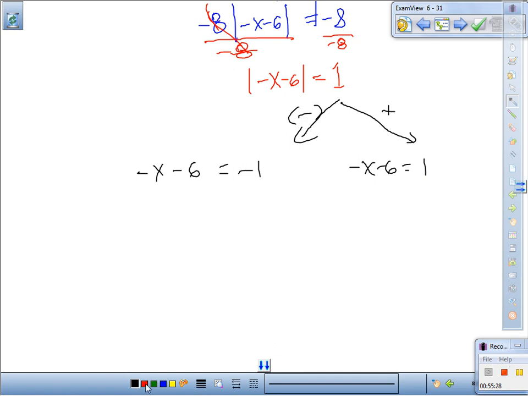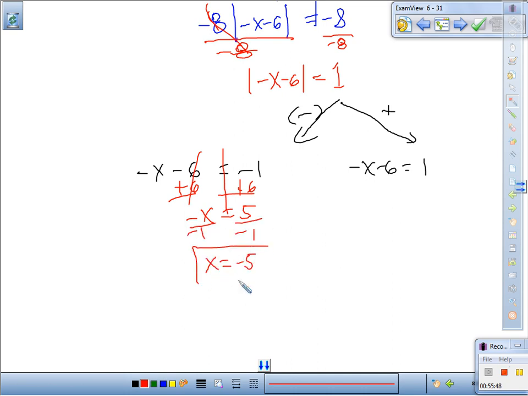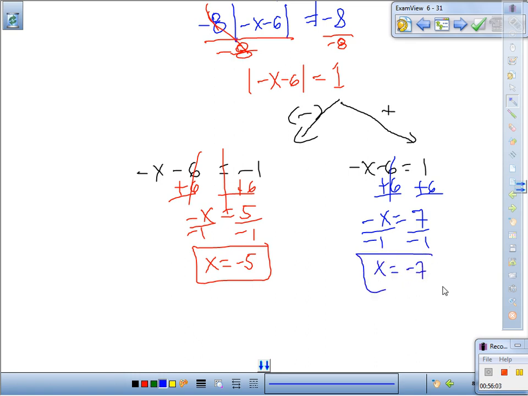Let's solve. Add 6, add 6. -x equals 5. Divide by -1. x equals -5. Plus 6, plus 6. -x equals 7. Divide by -1. x equals -7.